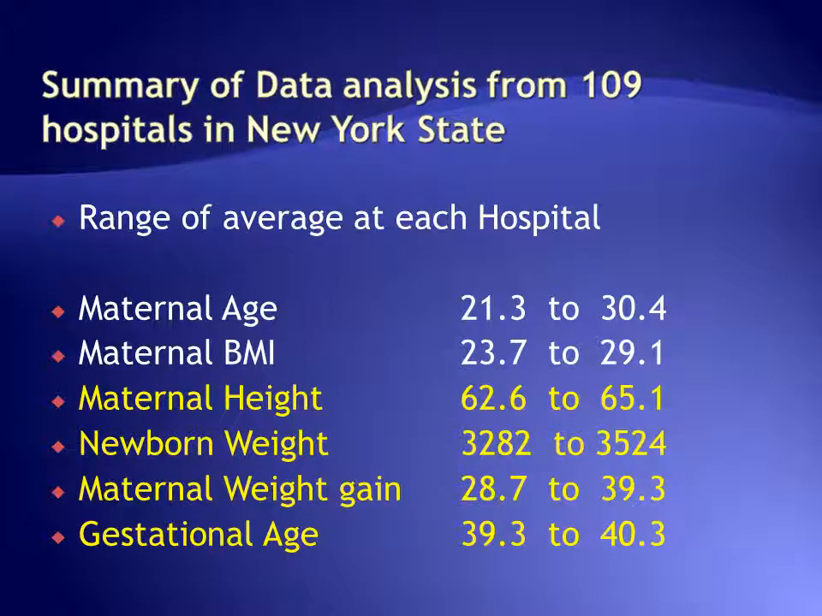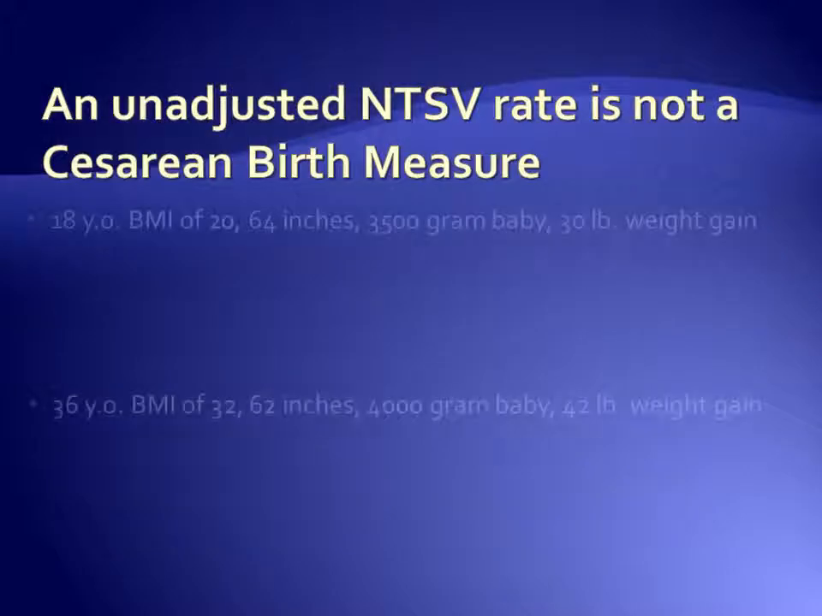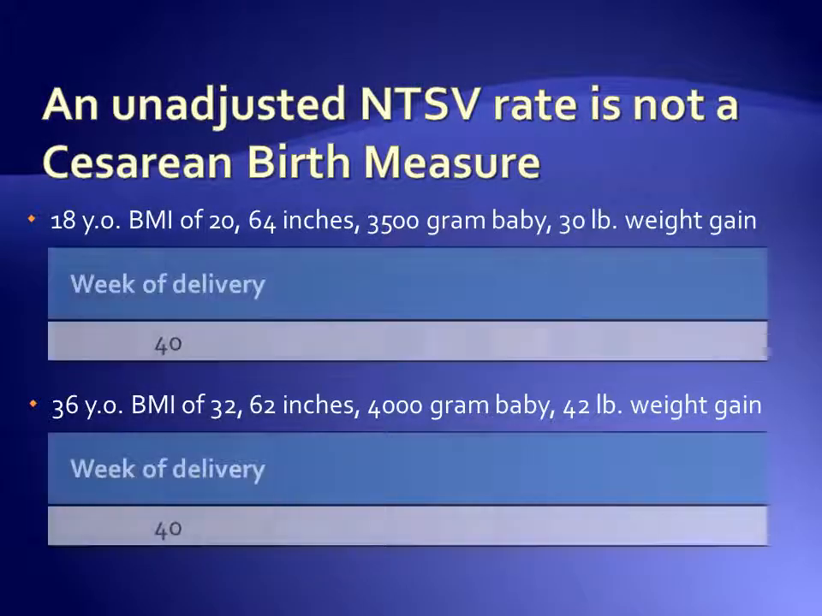What about the other 4 physical characteristics that have been previously proven to contribute to inherent risk? My analysis of 109 hospitals in New York State confirmed that these hospitals not only had important differences in maternal age and BMI, but that they also had different average values for maternal height, newborn weight, maternal weight gain, and gestational age. So it follows that unless hospitals have patients that are the same height, with the same size babies, gaining the same amount of weight, and giving birth at the same gestational age, then a cesarean birth measure must account for the inherent risk due to these other 4 physical characteristics as well.